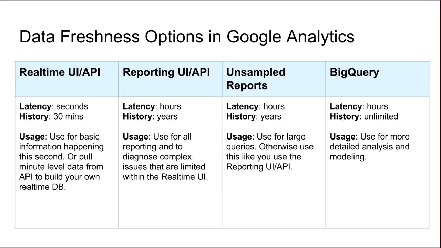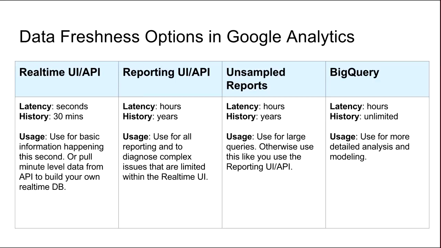Unsampled reports really is just a flavor of that for super large queries. Yes, it is the case that if I'm interested in new information, I might also want to be pulling a lot of historical information at the same time to understand trends and be able to predict if what's happening today aligns with what I expect to happen. In those cases, we'll want to use the unsampled reporting API or UI. And like I said, in those cases, the latency is the same and the history is the same.